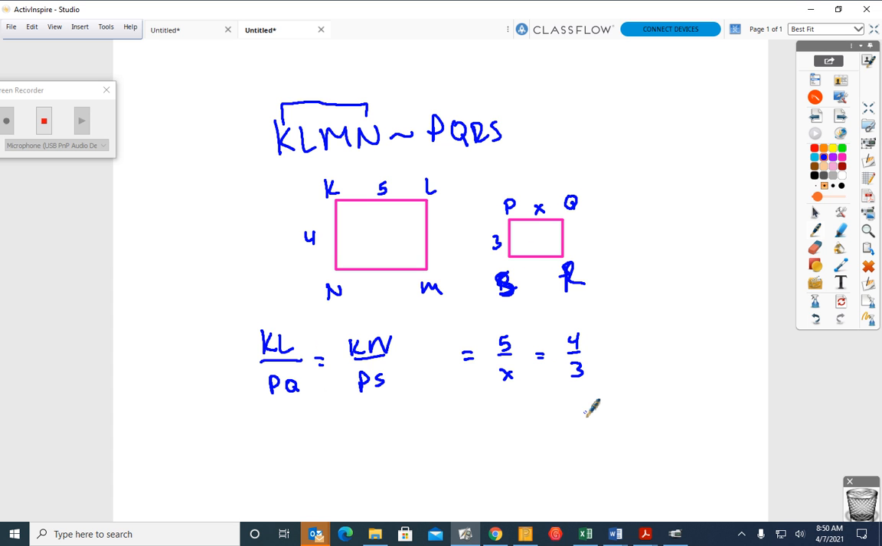Well, how do we determine this now? Find our cross products. What's 5 times 3? What's 4 times X? 4X. How are we going to solve this? Divide each side by 4. And what do you get? X equals 3.75. You see how you were able to use a similarity statement in order to find those missing sides. Does that make sense what we did there? Sort of? A little bit? Kind of? All right, let's try this one.